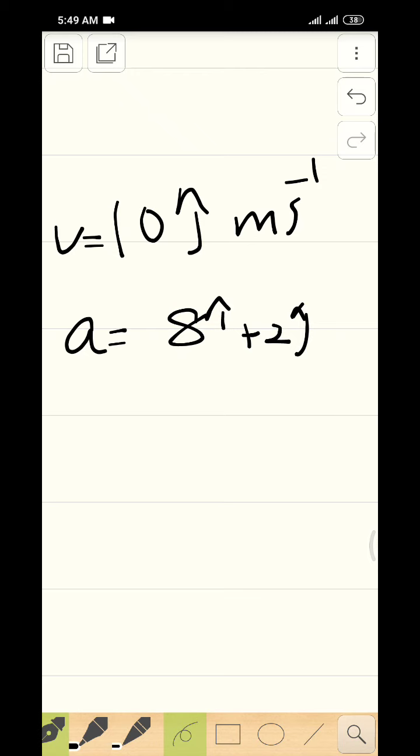Now the question is, at what time is the x coordinate of the particle 16 meter? So at what time will the x coordinate of the particle become 16 meter? And what is the y coordinate of the particle at that time? That is the first part of the question. And then what is the speed of the particle at that time? So three things you have to find.